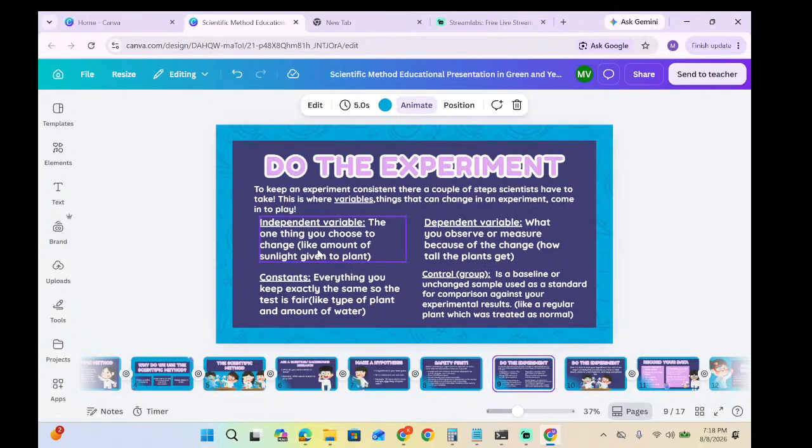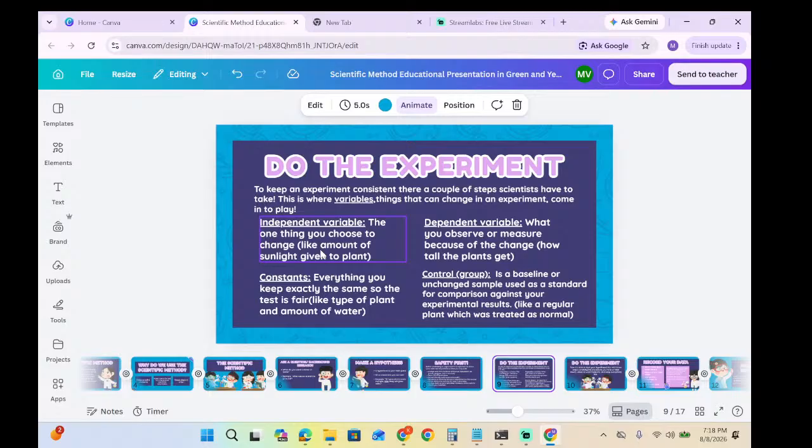Okay, now that we covered everything before an experiment, now we're talking about factors in an experiment. To keep an experiment consistent, there are a couple of steps scientists have to take. This is where variables, things that can change an experiment, come into play. So you might be wondering why I said consistent things, but then I'm talking about variables which can change. I'm going to explain that because that can be kind of confusing. So these are just what the terms are called.